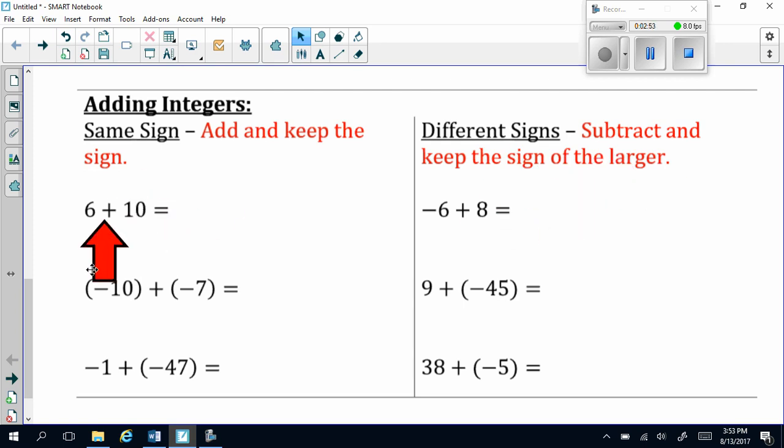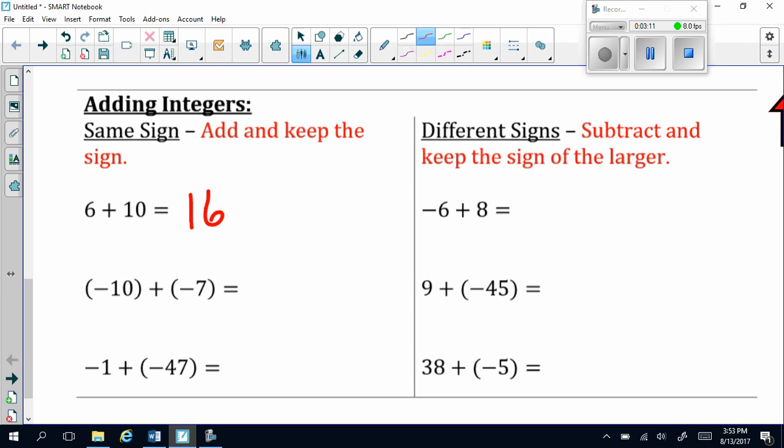All of these are addition, and I know they're addition because of that big old addition sign right there. Addition, addition, addition. Here my signs are the same, both positive, so I'm just going to add and keep the sign. That one's easy. That one you've been doing since kindergarten.